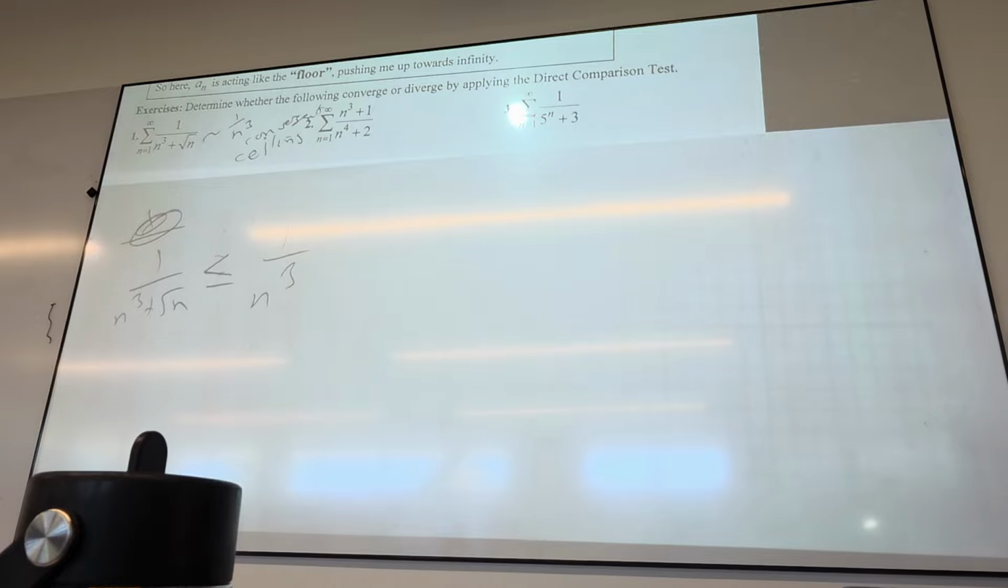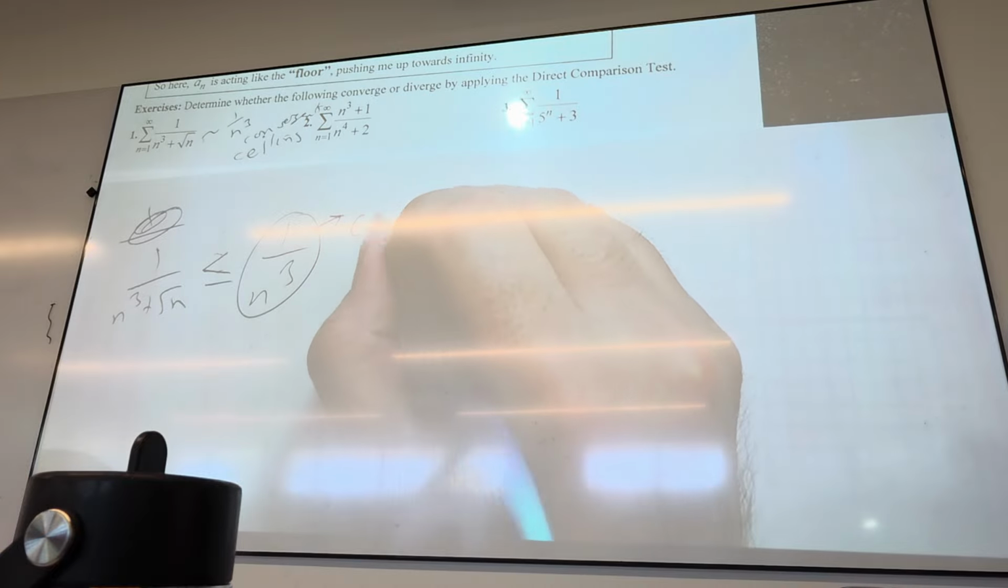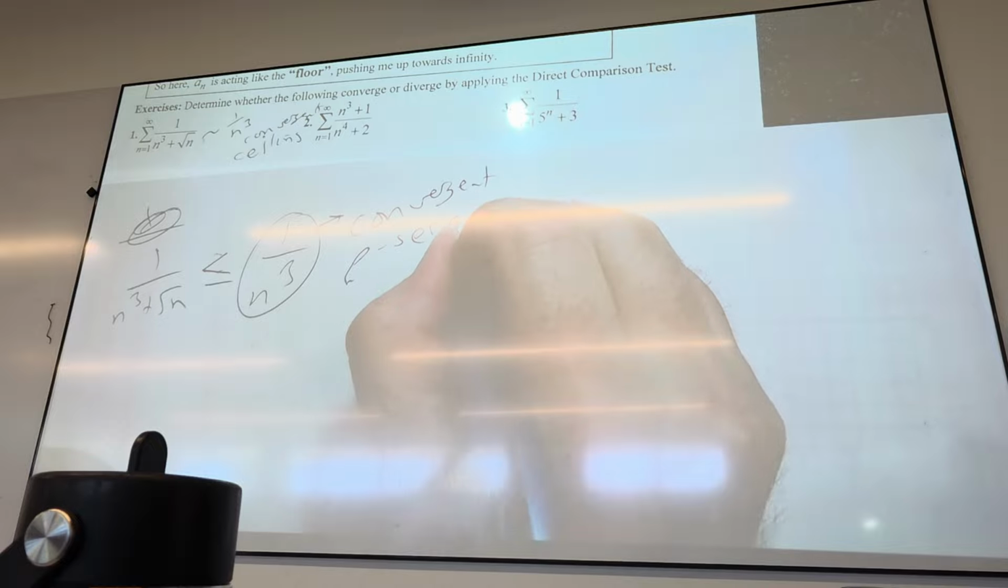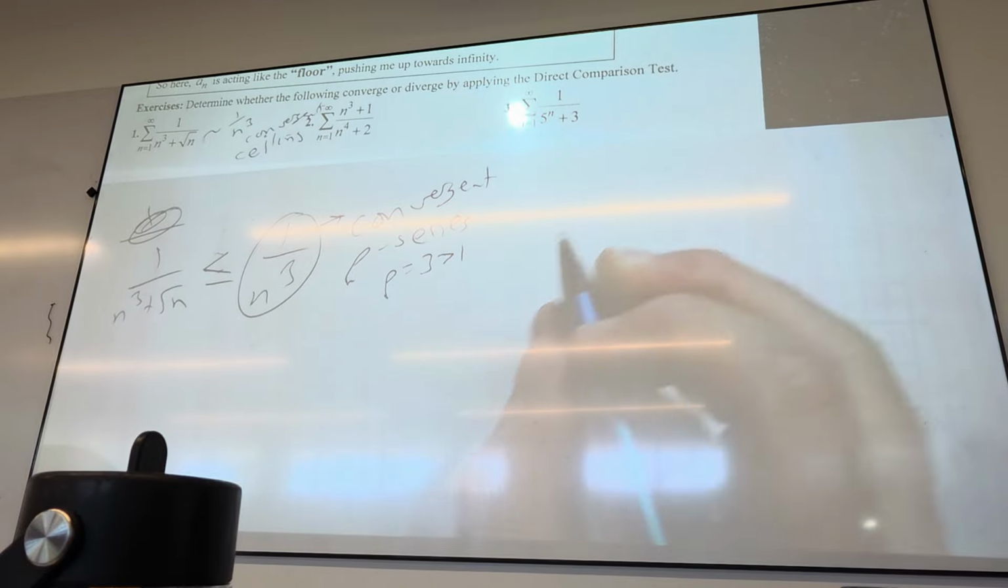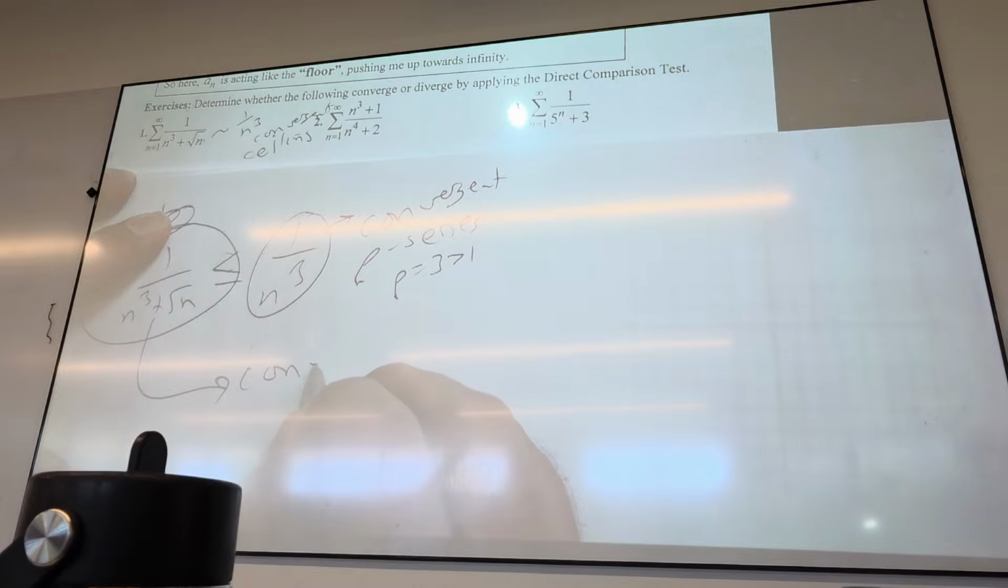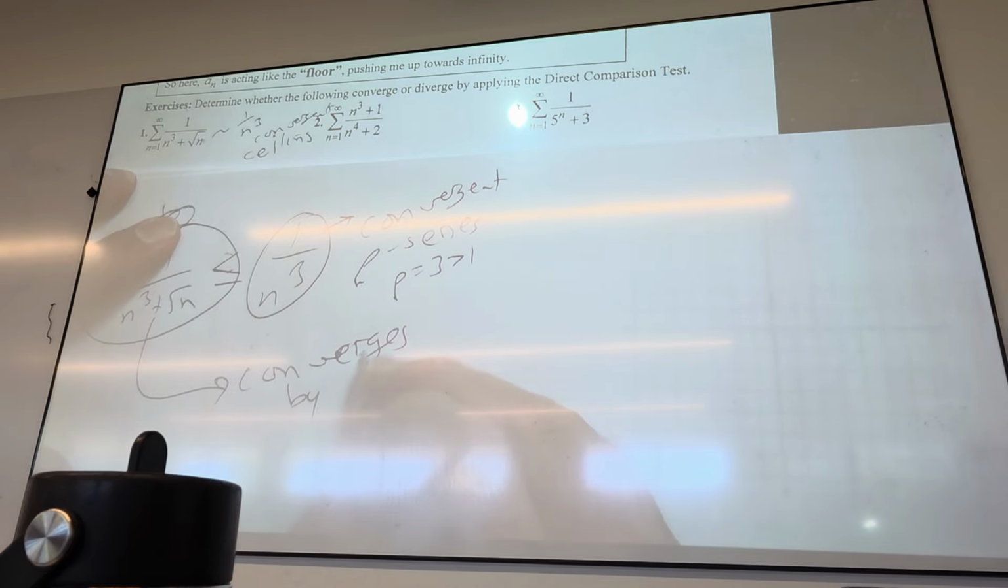And then I'm basically there. This does what? Converges. Convergent P series. P equals 3, greater than 1, which means ours converges by DCT.